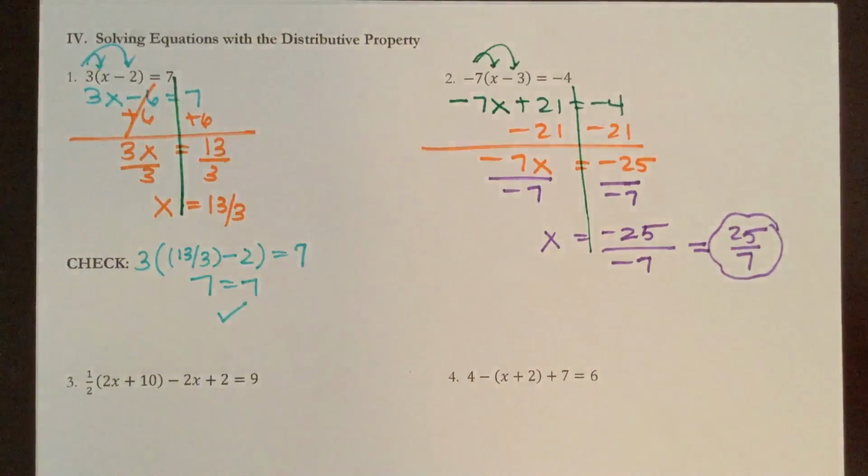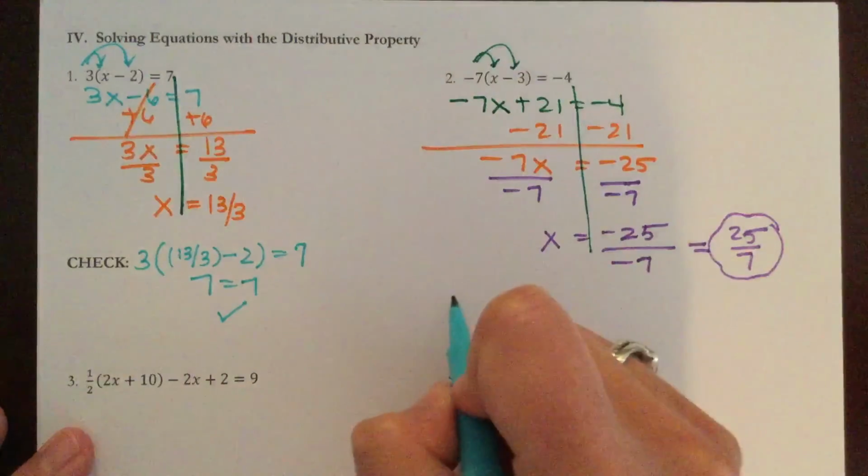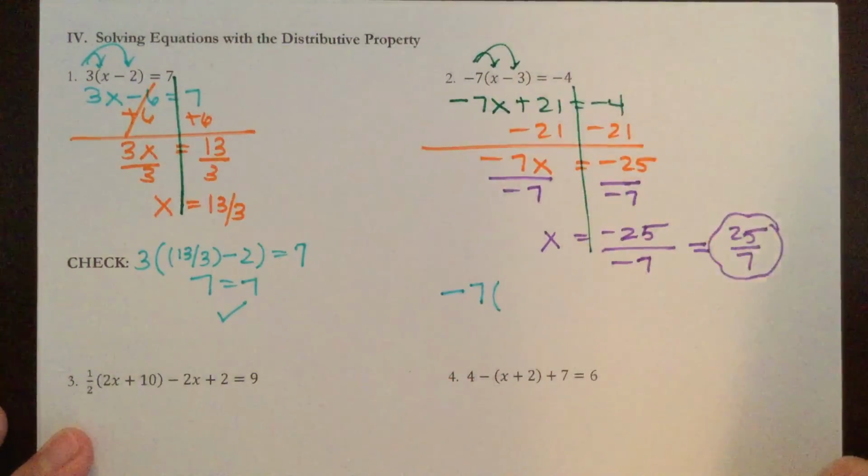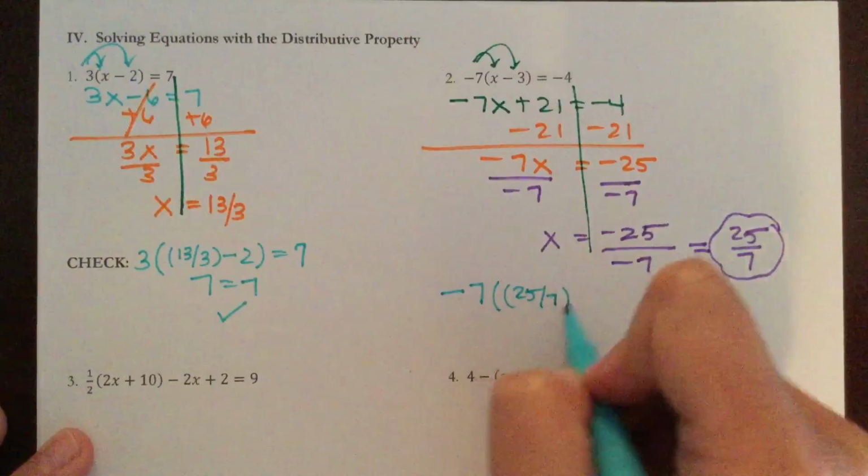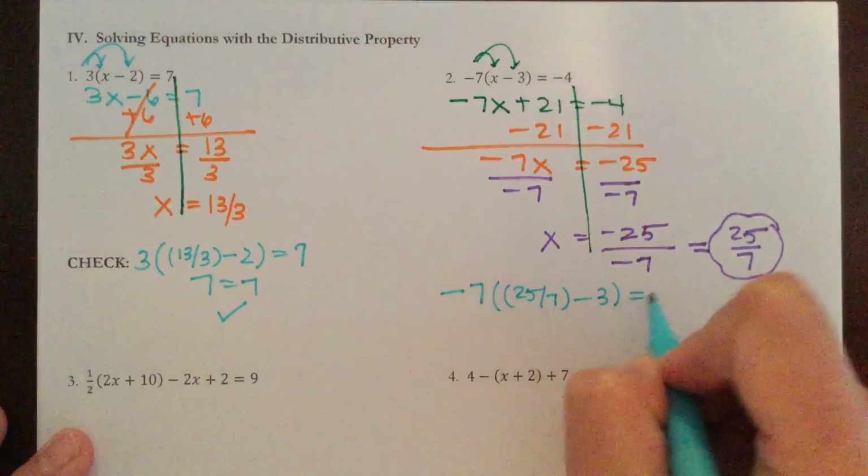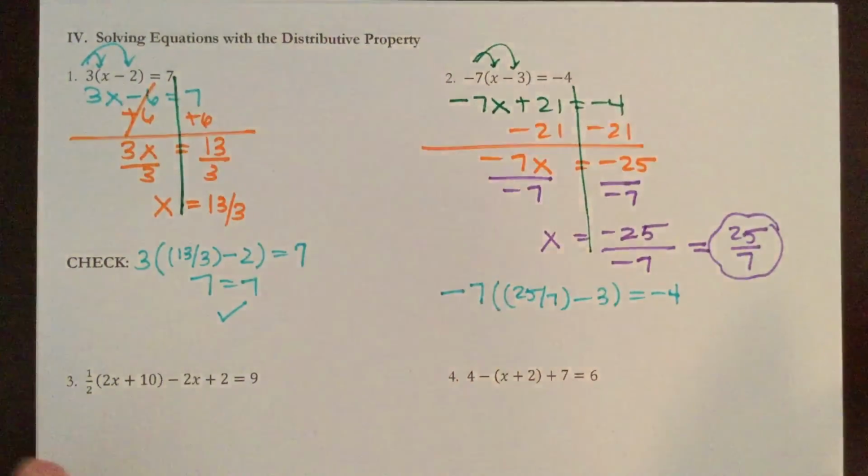We want to pull out our calculator and now check this. We would have -7 times the fraction 25/7 minus 3 should equal -4.